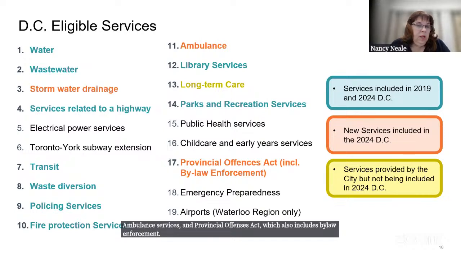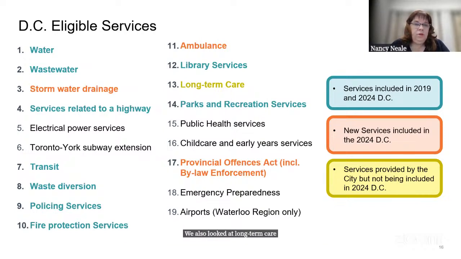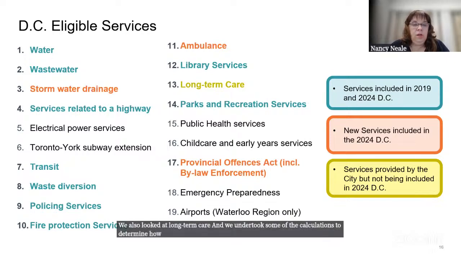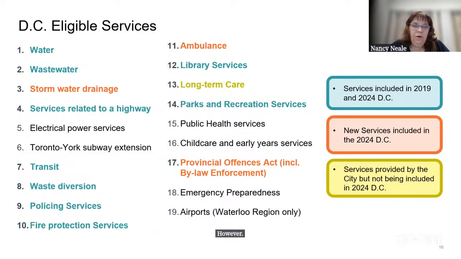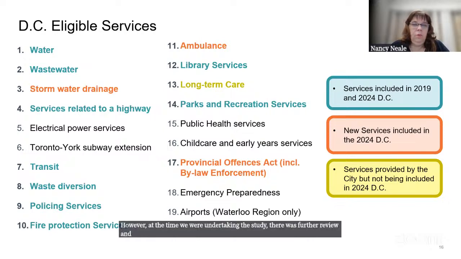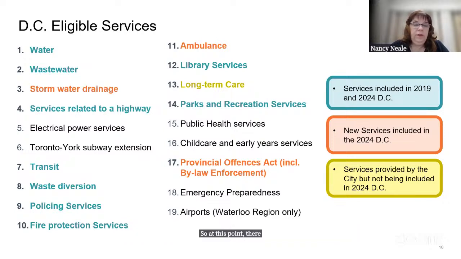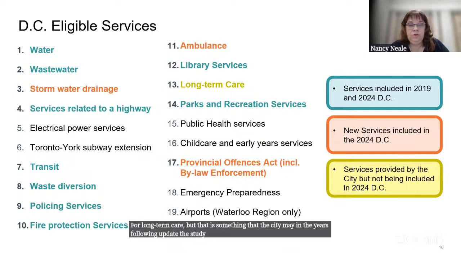We also looked at long-term care, and we undertook some of the calculations to determine how much the city could include. However, at the time we were undertaking the study, there was further review and study needed to determine what the capital needs are to expand. So at this point, there hasn't been anything included in the calculated charges for long-term care, but that is something that the city may, in the years following, update the study or include in a future DC study once that has been identified if there's growth-related needs for that service.